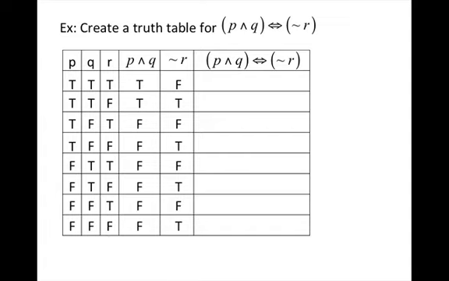Finally, for my biconditional, I'm comparing these two columns I just completed. I'm comparing the column for P and Q with the column for not R. The biconditional is true when these are the same. These two columns have the same values in rows 2, 3, 5, and 7. In row 2, they're both true. In row 3, they're both false. In row 5, they're both false. And in row 7, they're both false. So when they're the same, the biconditional is true. So that means it's false everywhere else.